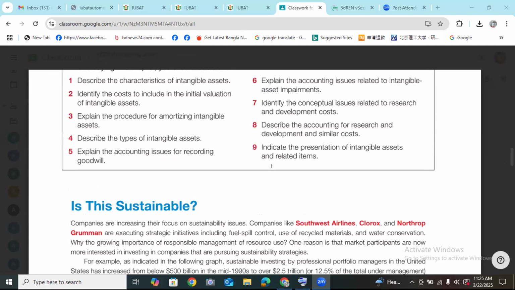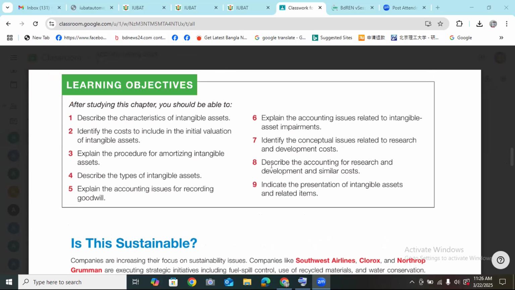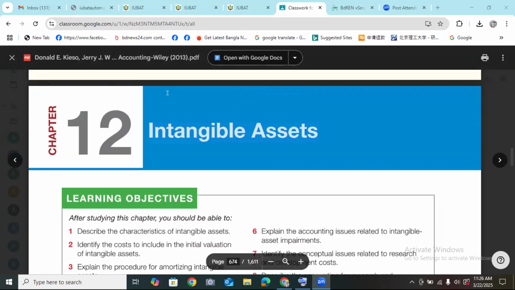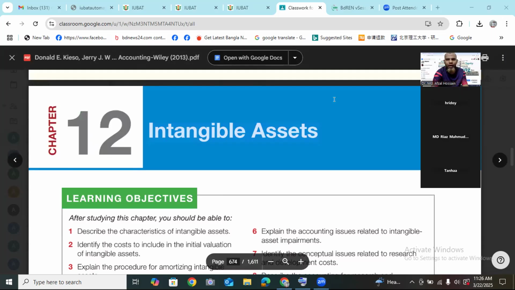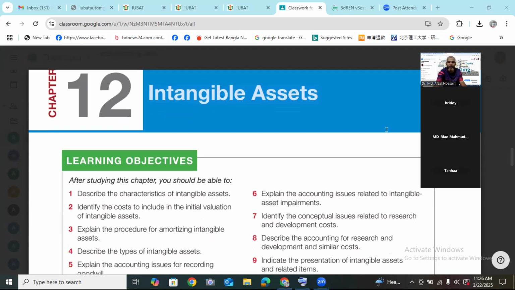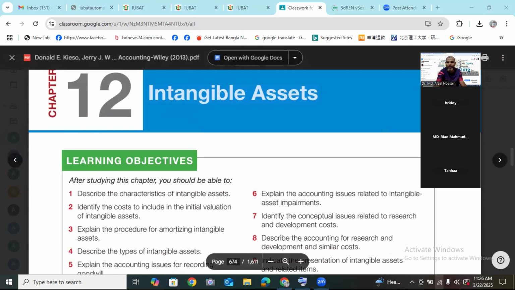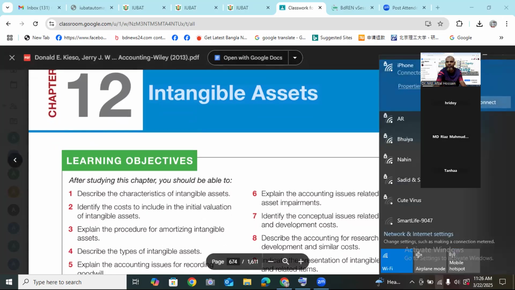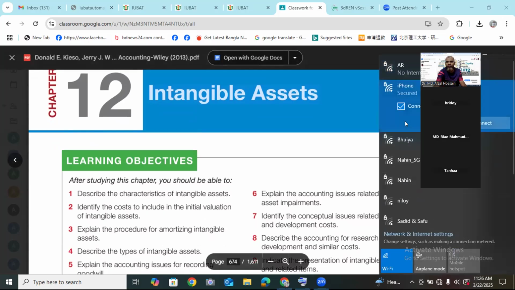Hotspot. Right. Okay, no problem. If there is no problem, then I will continue. Okay, hello. Sir, we can hear you clearly. Yeah, we can hear you sir and we can see you also sir.